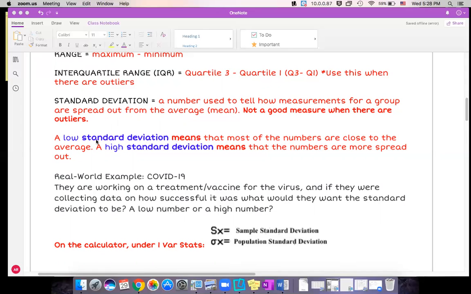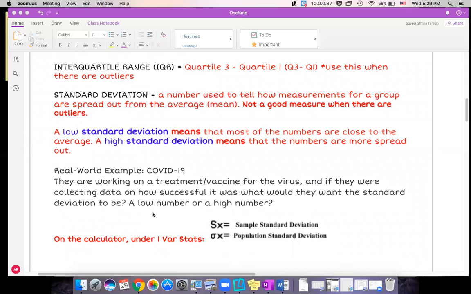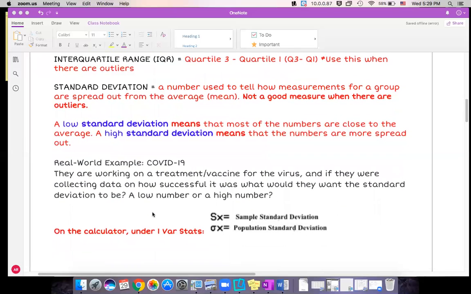The answer to that is probably a low standard deviation. A lot of things that we do statistics on, we like to have a low standard deviation, because that means there's low variability, and that your treatments and vaccines are all working together in a nice small range of values. So it's really close together instead of being really spread out. So we'd want a small or low standard deviation.